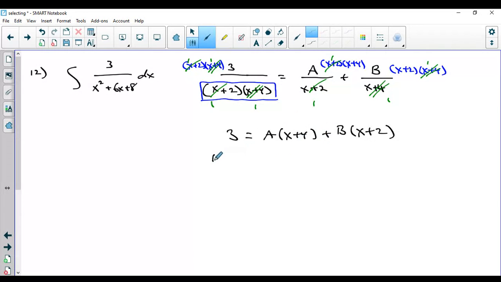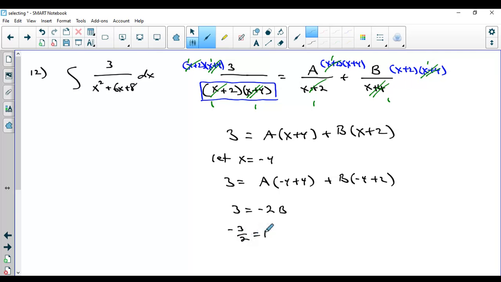So what do you mean? Well, watch what happens if I let x equal -4, right? And I didn't just pull that out of nowhere. That's what makes this factor 0. So I'm going to get 3 equals, well, -4 plus 4 is 0, and then this would be -4 plus 2. So 0 times A, well, that's great. That's just 0. The A goes away. I end up getting -2 times B here, so I can solve that for B. Divide both sides by -2, and I'm going to get -3/2 equals B. So that's great, I got that right there.